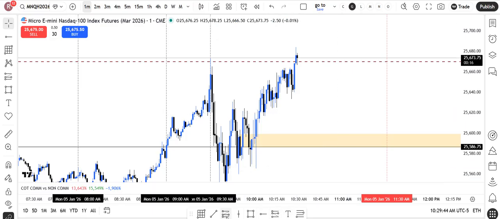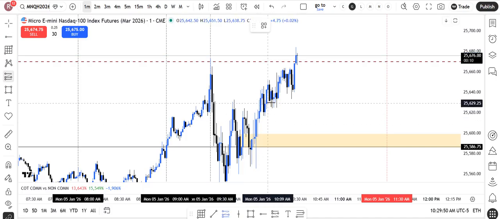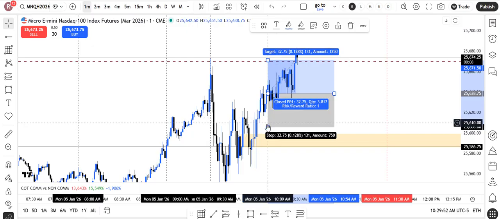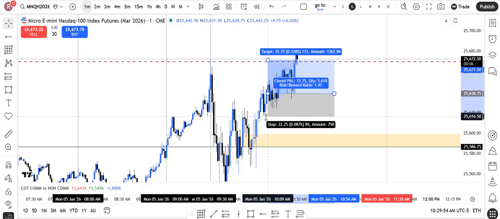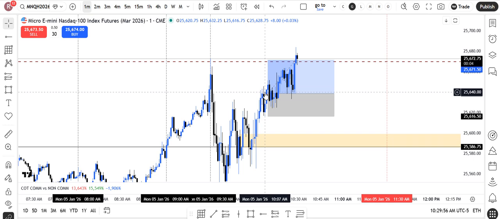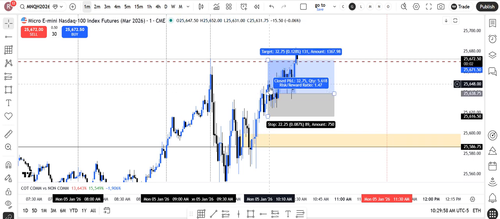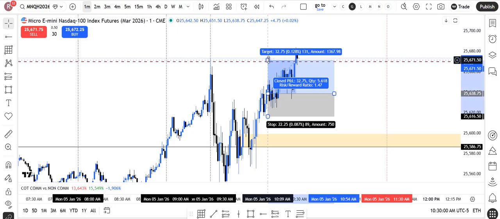And this is what it would look like. So you would, depending on where you would enter, I'm just going to put it right on the high, or this candle's low. And let's say you just get in on this candle right here. Boom, you're in. And then you aim for this high right there.